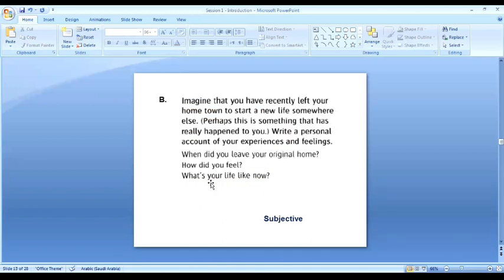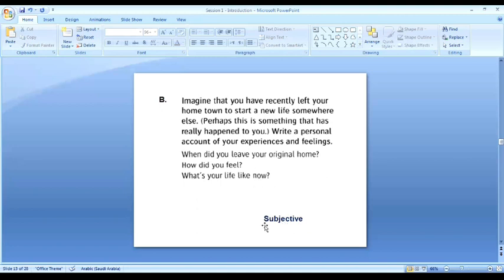B: Imagine that you have recently left your hometown to start a new life somewhere else. Perhaps this is something that has really happened to you. Write a personal account of your experiences and feelings. When did you leave your original home? How did you feel? What's your life like now? And this is subjective.